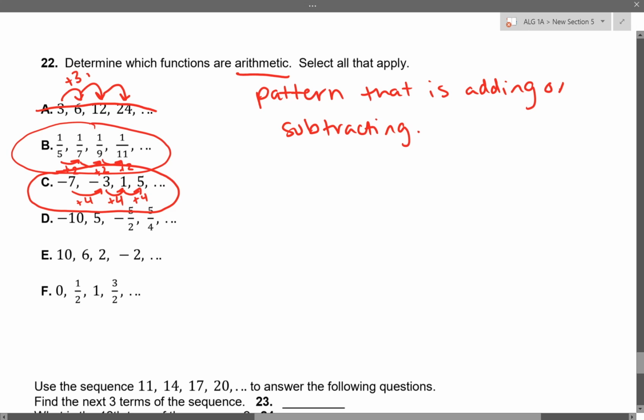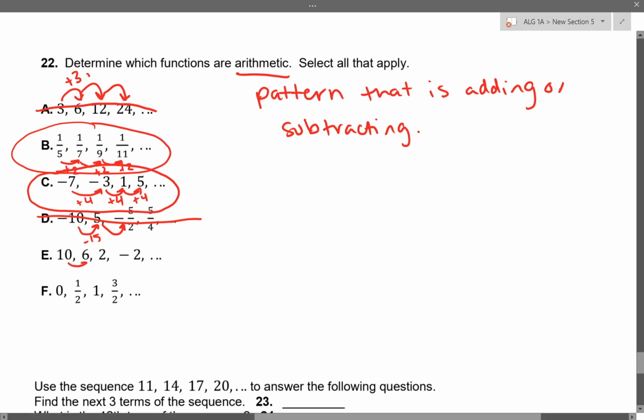Alright, -10 to 5. So -10 to a 5 would be a 15. A 5 to a -5 over 2. Right away I can tell this is not arithmetic. You go from a whole number to a fraction, doesn't work.